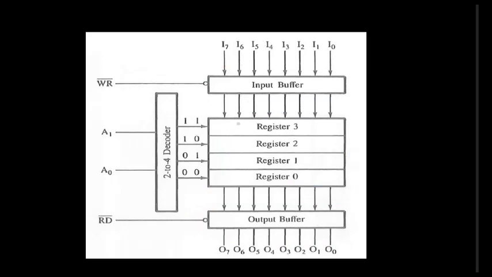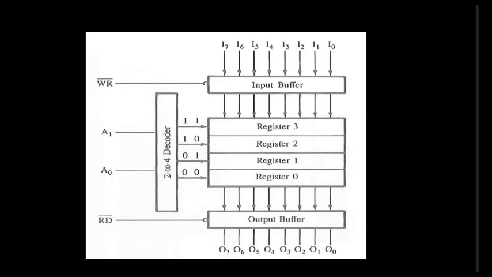Now because there are 4 registers, we need to select one register. So we need to add a decoder. The decoding part is responsible for selecting one of the 4 registers. If we don't have this, then the data will be stored in all the registers. We want to store the data in only one register. So the very first thing is how to select the register. This 2-to-4 decoder selects one of the registers.